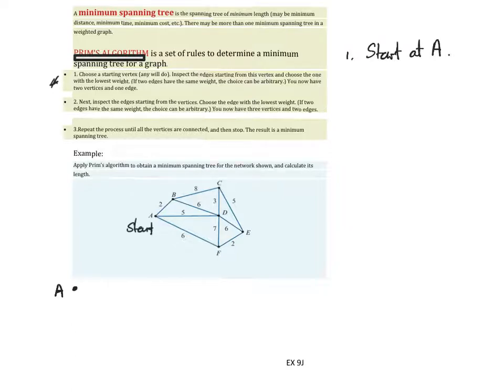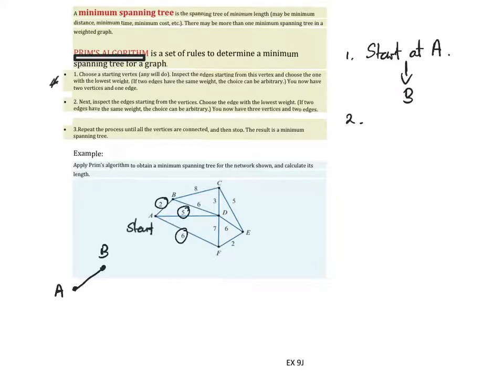Now that I've got my starting point, I need to look at the next step, which says work out which is the shortest edge to the next vertex. Well, obviously here you can see that we could go 2, 5 or 6, and 2 is obviously the shortest, so I would therefore go from A to B. So I start at A, look for the shortest, and I end up at B.